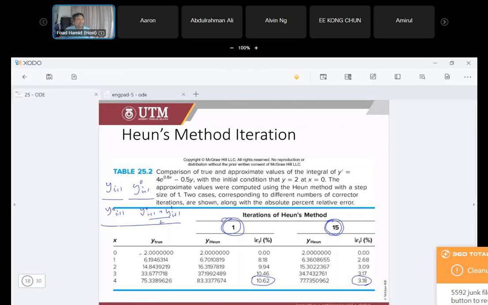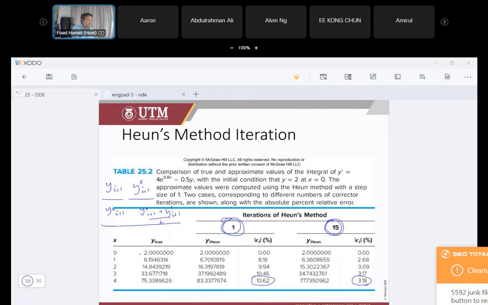So the question here is, is the extra calculation worth the effort and time? That is the question that you need to think about. Okay, so that's the first thing. So should I do 10 iterations? Should I do 15? Should I do 20? Or should I just do one iteration? Okay, so this is the question that you need to think about. So that's Heun's method.